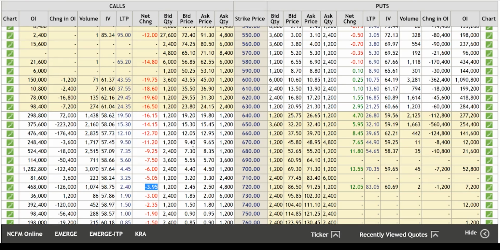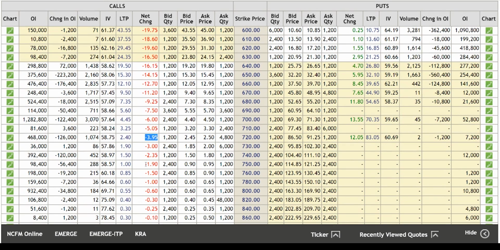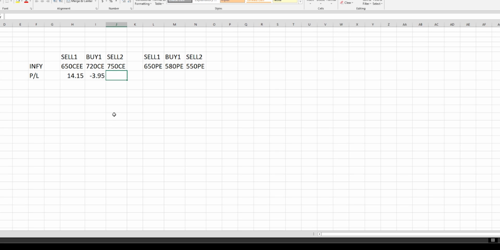And how about the 750 call option? The 750 call option, we sold it, so it has come down. So it's a profit of 1 rupee 90 paise. But we have done 2 lots, so 1 rupee 90 paise into 2 means there's a profit of 3 rupees 80 paise. So this is about the call options.